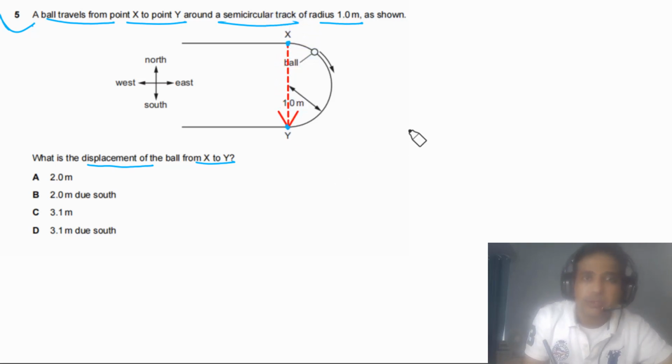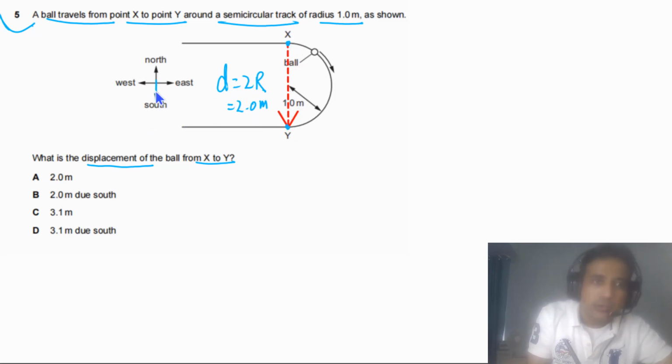This is semicircular and the radius of this is r. So this distance has to be equal to 2r. So we can say in this case d is equal to 2 times r. This is equal to 2.0 meters, and the direction of this is due south. So the answer for this question has to be B.